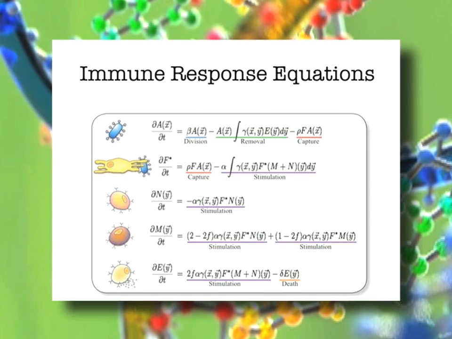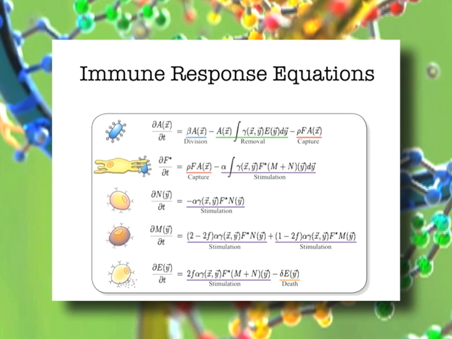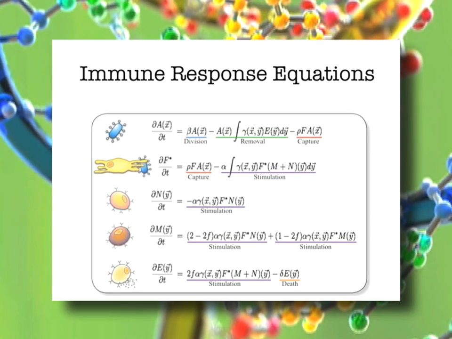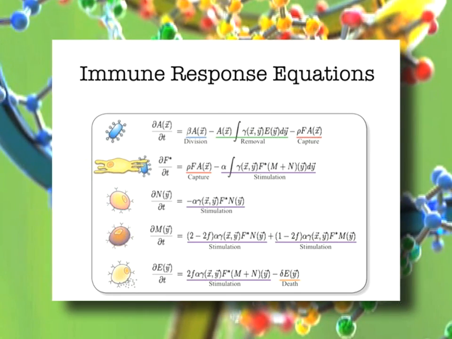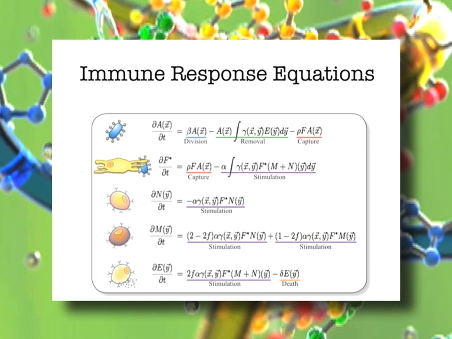The naive cells will be stimulated and divide. I've also got the memory cells, and again, the effector cells remove the antigen and die at some point. The memory cells have a long life compared to the naive cells.